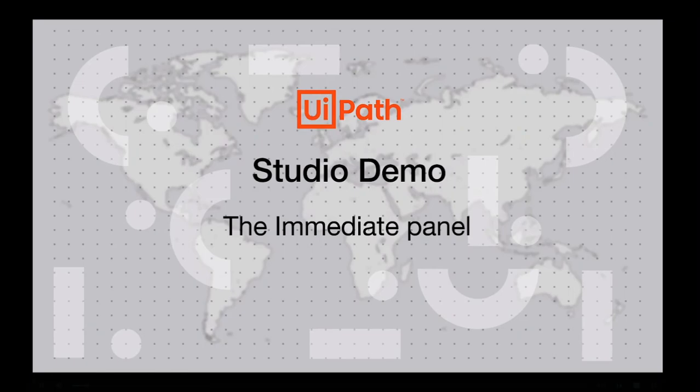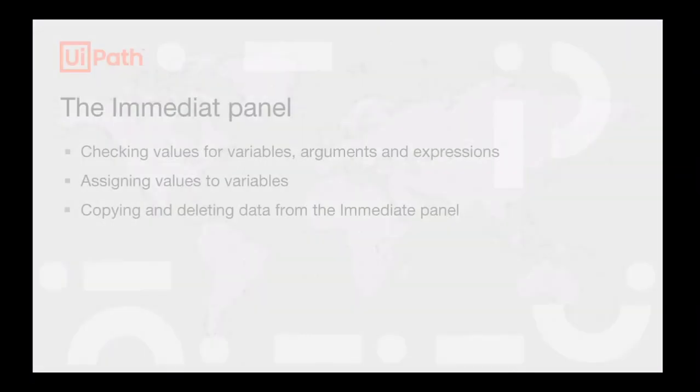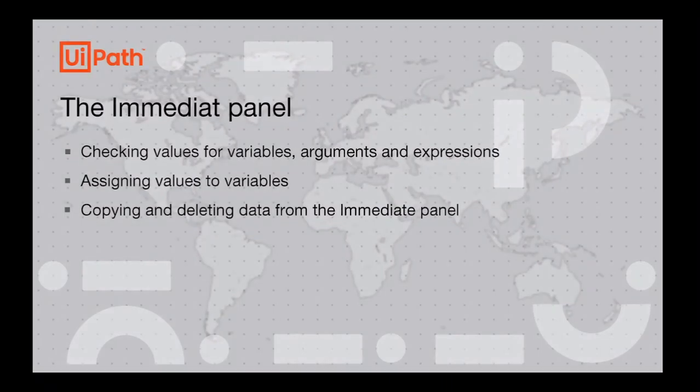Hello and welcome to this demo on using the Immediate panel in UiPath Studio. More specifically, we will learn about using the Immediate panel to check the values of variables, arguments, and expressions, as well as to assign values to variables at a certain point during debugging.